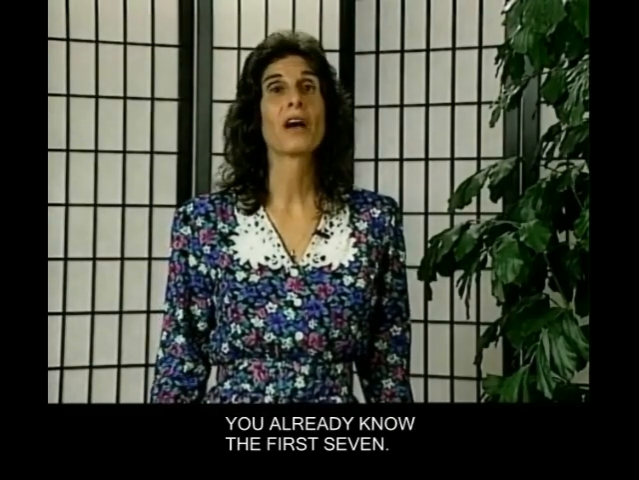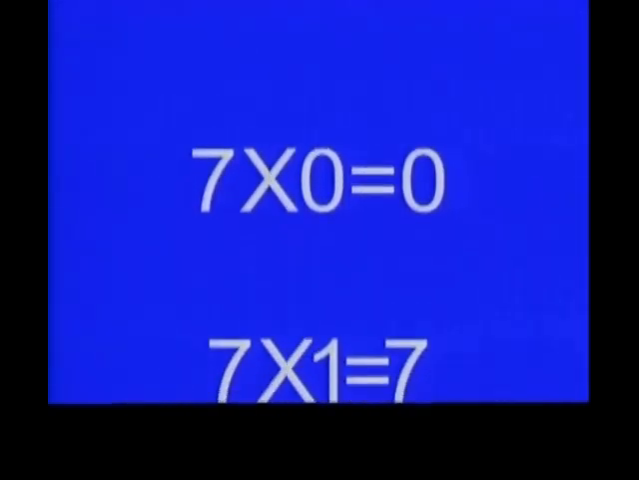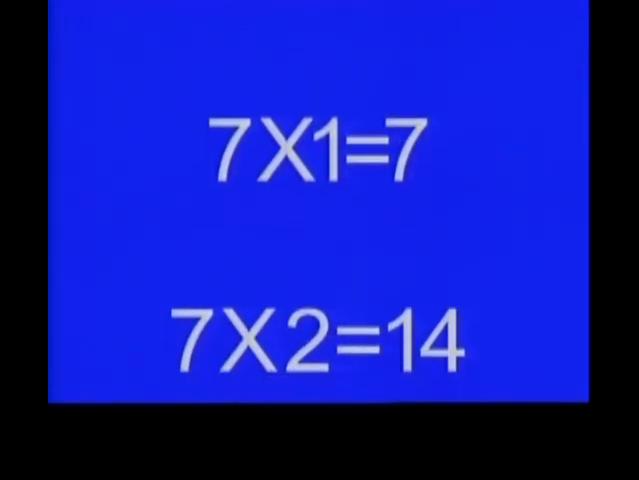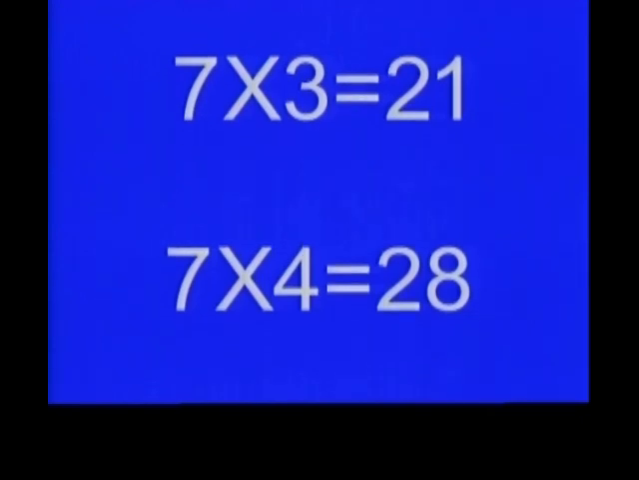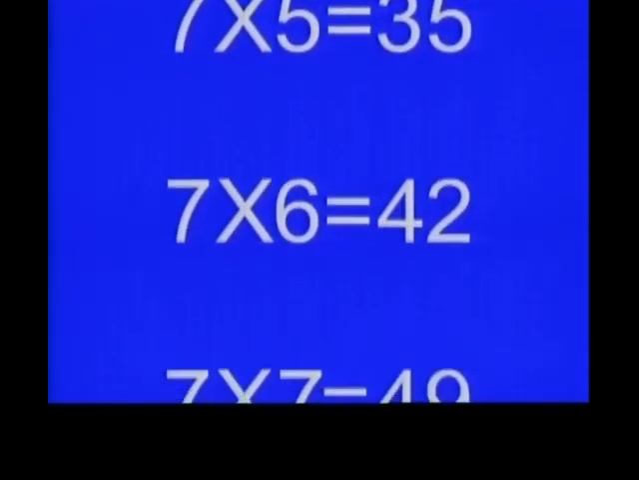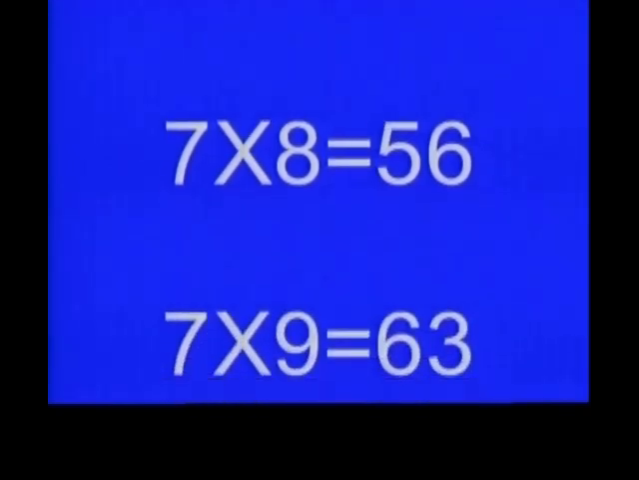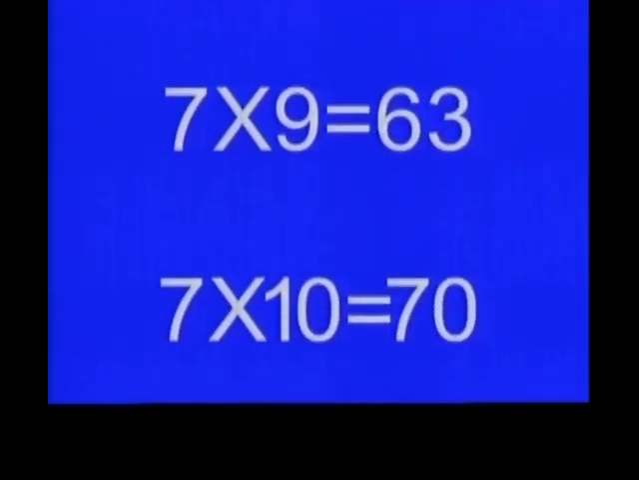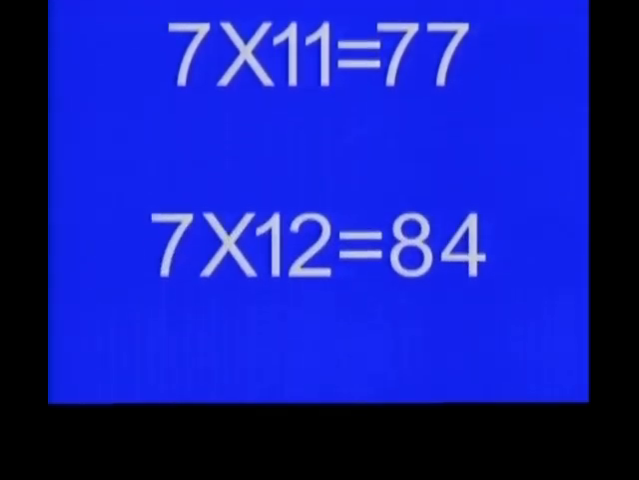You already know the first 7. 7 times 0 is 0. 7 times 1 is 7. 7 times 2 is 14. 7 times 3 is 21. 7 times 4 is 28. 7 times 5 is 35. 7 times 6 is 42. 7 times 7 is 49. 7 times 8 is 56. 7 times 9 is 63. 7 times 10 is 70. 7 times 11 is 77. 7 times 12 is 84.